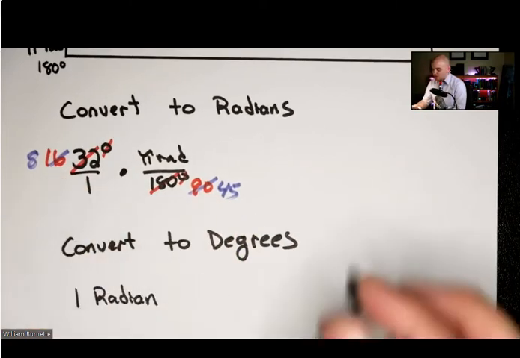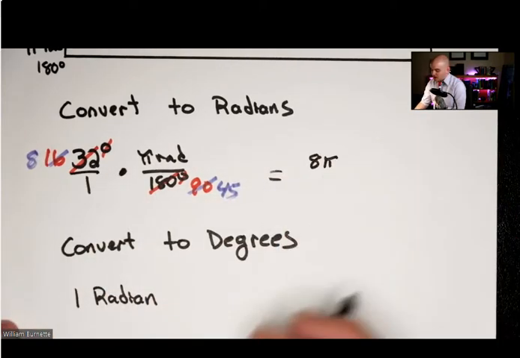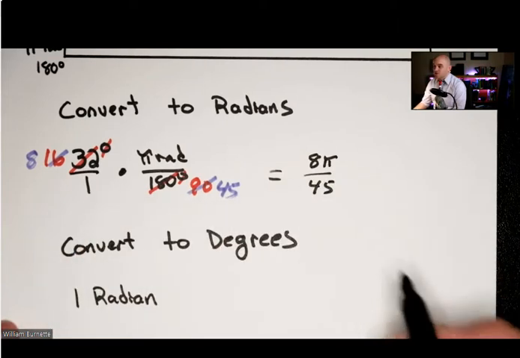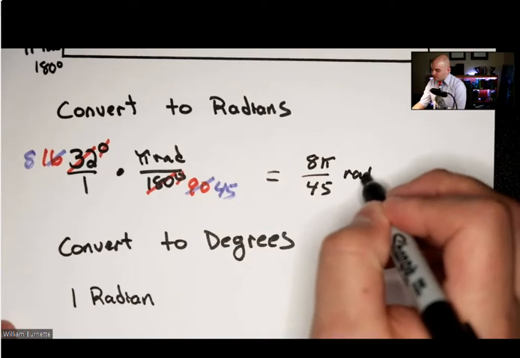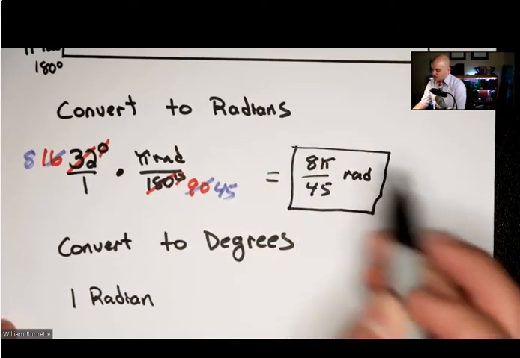So as I multiply straight across, I get 8 times pi radians. That gives me 8 pi over 45 here, because 1 times 45 is 45. And this is in radians. So that's the equivalent of 32 degrees in radians.